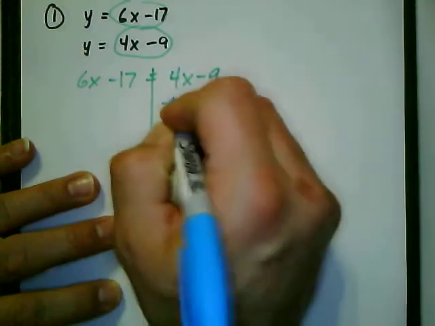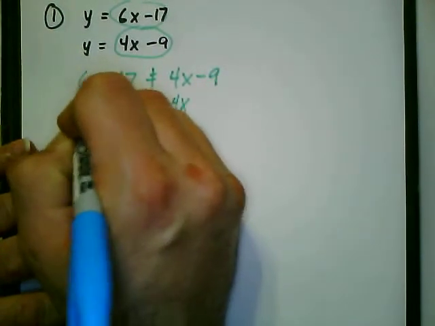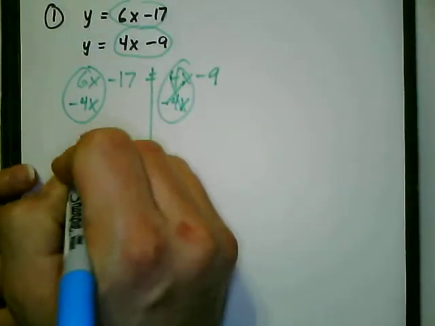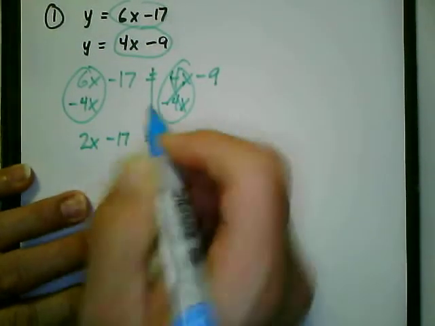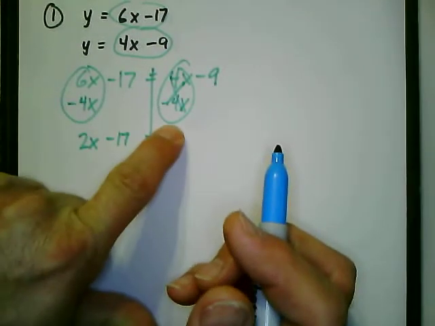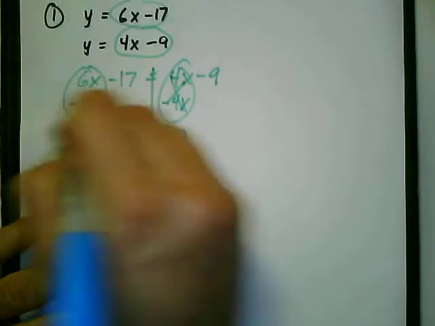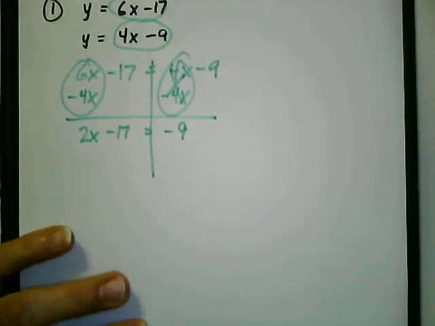I like to take the smallest one, so 4x. So I'm going to subtract 4x from both sides of the equation. That will give me a positive 2x over here. If I decided to subtract 6x from both sides, that would give me a negative 2x over here, and I'll be dealing with the negative. But if you're good with them, don't have to worry about it. If you're not, follow that strategy.